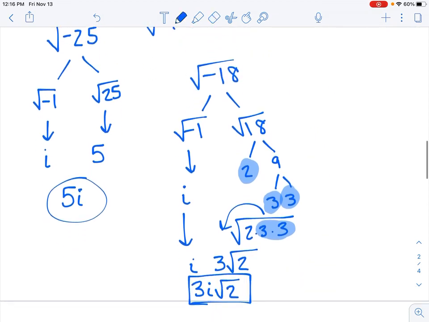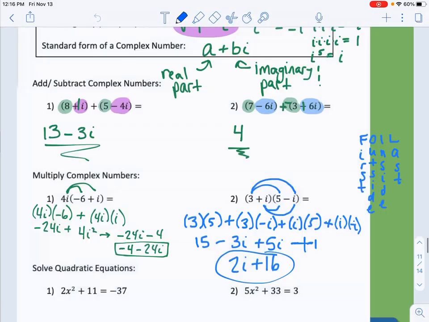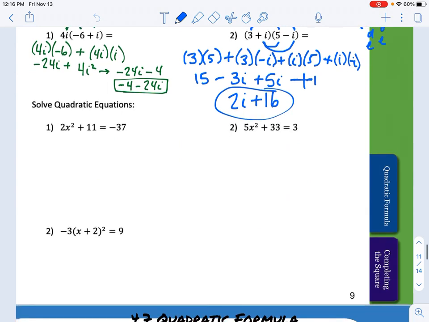And lastly, we can also have root -7. So you can split this out to -1 and 7. Notice 7 cannot be broken down any further, so you can only bring the -1 to i, and then you have i root 7 as your solution. So let's get back to our other notes page, and we will finish it out.